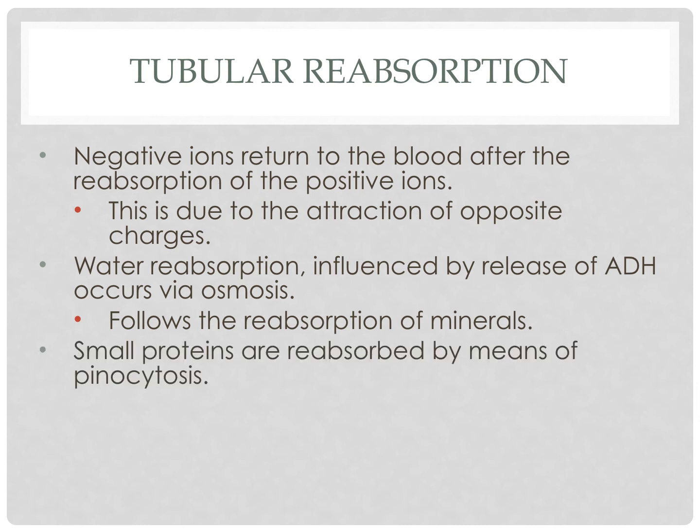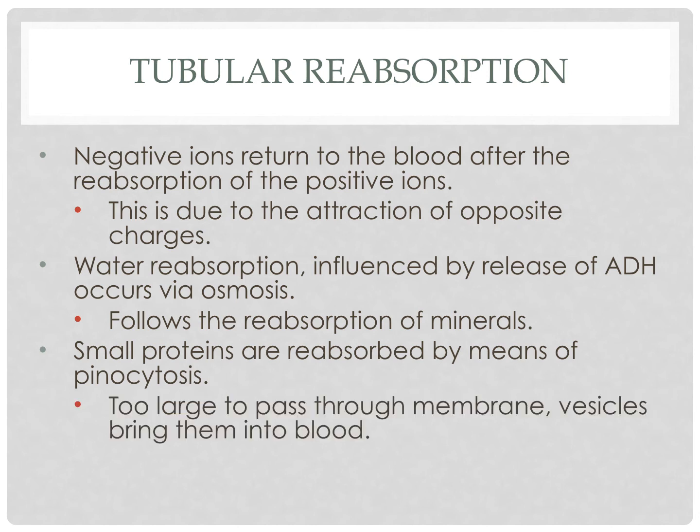Small proteins are then absorbed by means of pinocytosis. So we looked at this term again back in the day. This means that they're simply too large to pass through the cellular membrane. Therefore, they need vesicles, or doorways, or vehicles to bring them into the blood. So they need to be grabbed onto and allowed in or allowed out. No proteins are therefore found in urine. In fact, if proteins are present in urine, that's typically a sign of renal, or in this case, kidney problems or failure.